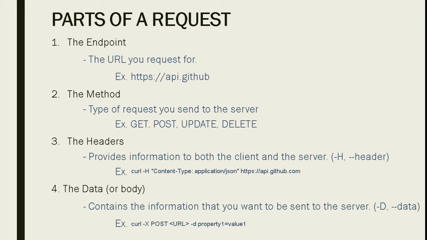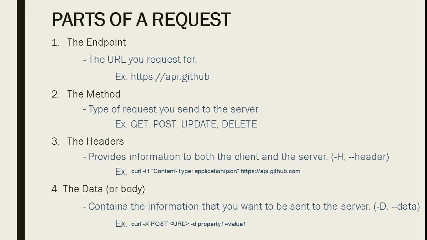The second part is the method, and this is the type of request you send to the server. The next one is the header, which is often denoted by a -H or double dash header, and this provides the info to both client and server. And the last part is the data, or the body, and this is the actual meat of the request and contains the information that you send to the server.